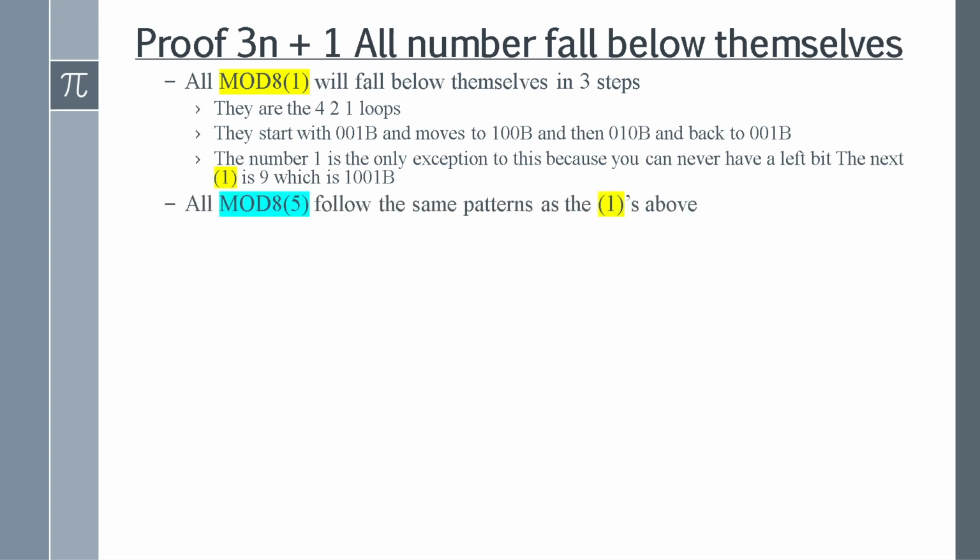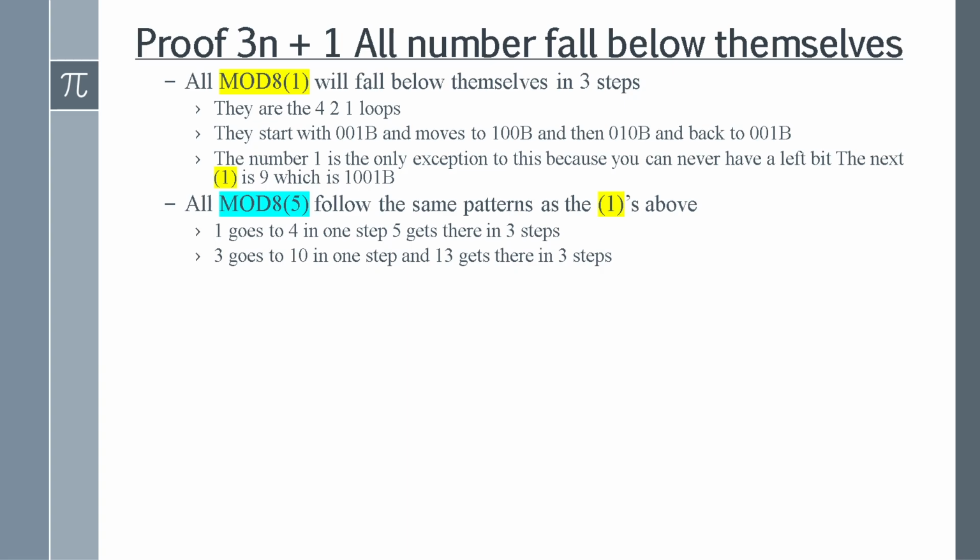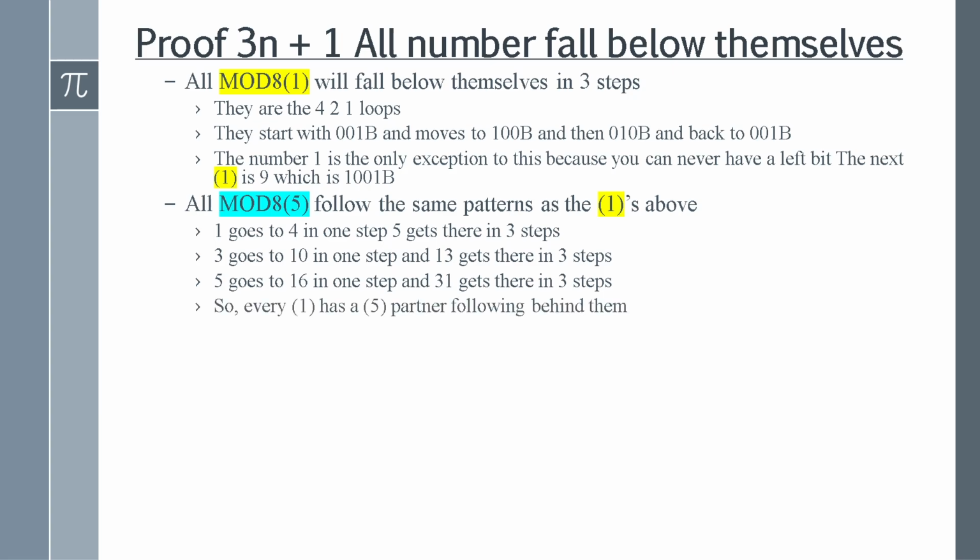All mod 5s follow the same pattern as 1, just a few steps behind it. So 1 goes to 4 in 1 step, 5 goes to 4 in 3 steps. 3 goes to 10 in 1 step, 13 goes to 10 in 3 steps. 15 goes to 16, 31 gets there in 3 steps. So you have all these mod 5s that get to the same place a mod 1 does, just taking a few more steps. So every one has a 5 partner behind them.